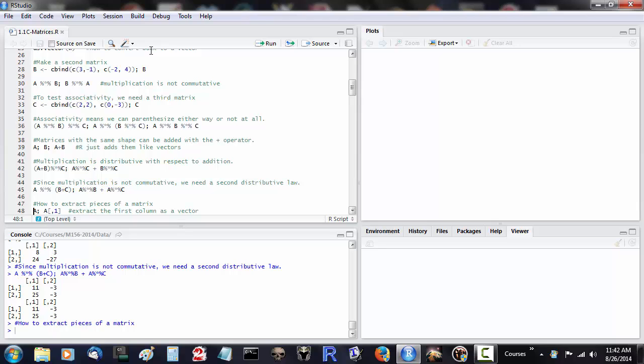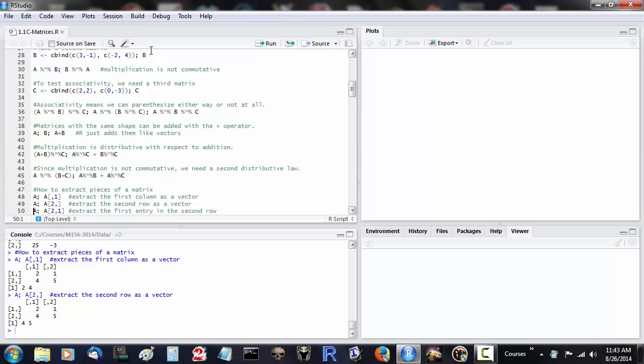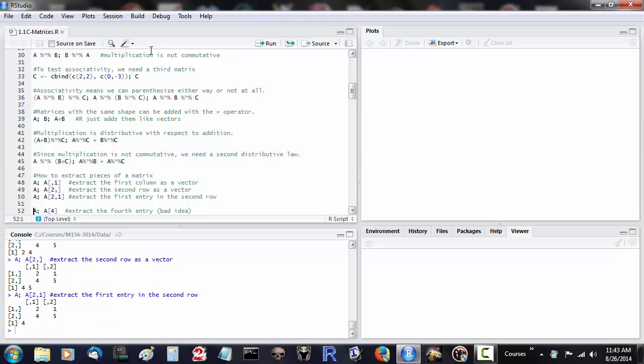Sometimes you want to extract pieces of a matrix. In the textbook, the entry in row I, column J is represented by A subscripted by I, comma J, and R uses exactly the same notation. Since the column index comes second, if you want the first column of matrix A, you ask for A square bracket, comma 1. Since the row index comes first, if you want the second row, you use A square bracket 2, comma. If you want the entry in row 2, column 1, you use a pair of indices, A square bracket 2, comma 1.